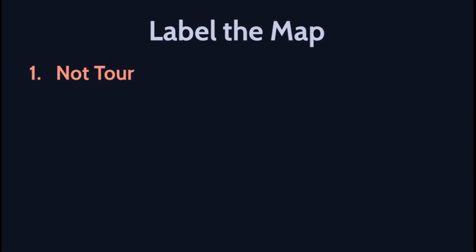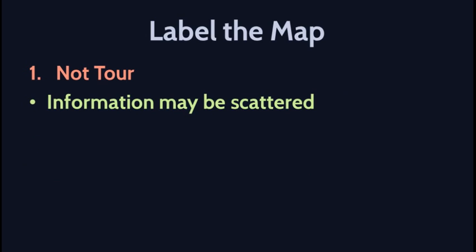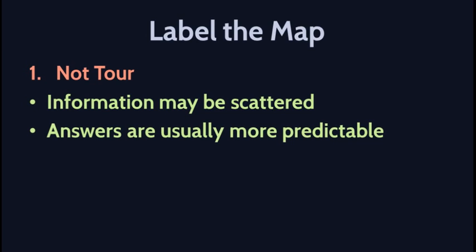The not tour type or style of map, the information may be scattered around. Okay, so they're just choosing locations randomly around the map. The answers are usually more predictable. So this is a way of balancing the difficulty. There's no logical order, but the answers are a little easier.